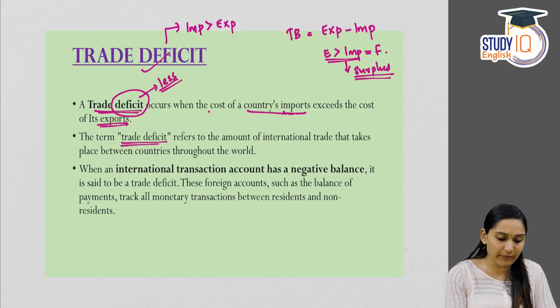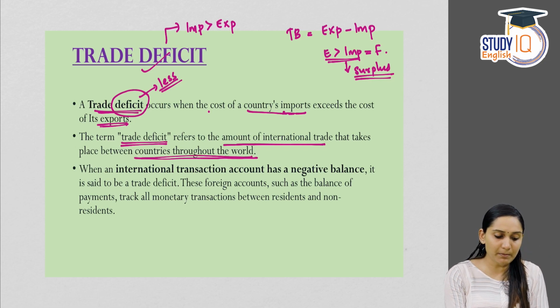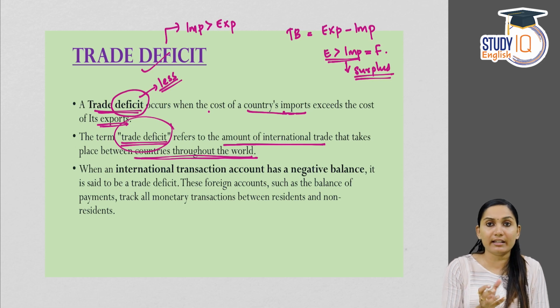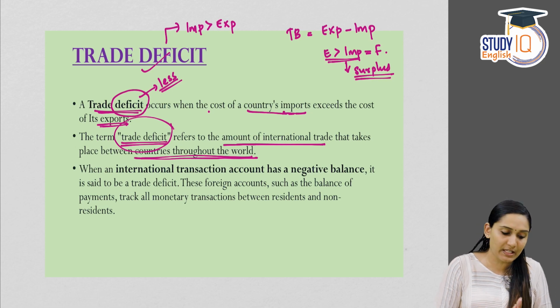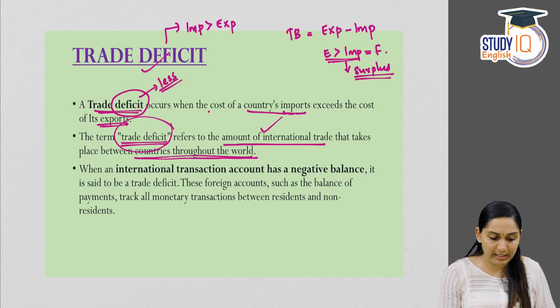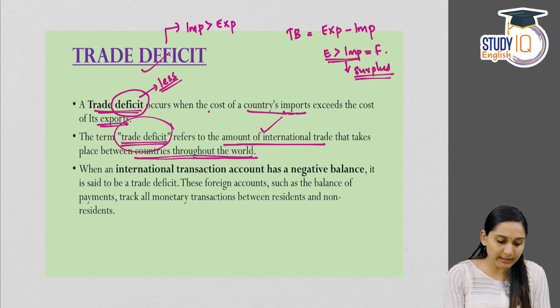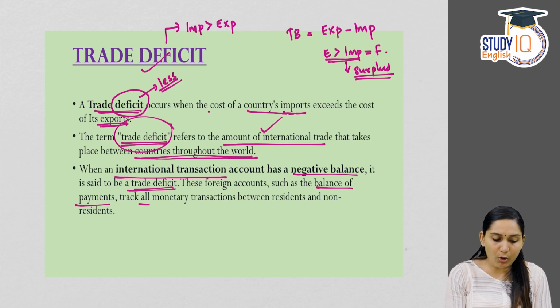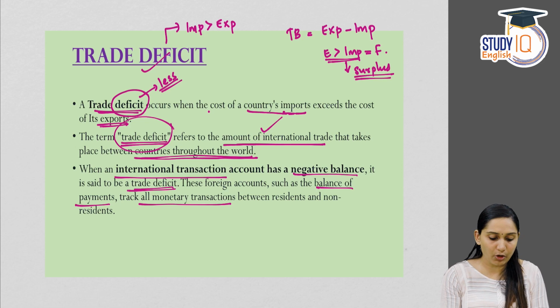The term trade deficit refers to the amount of international trade that takes place between countries throughout the world. So, the term deficit is something that is less, or not full, the opposite of surplus. When an international transaction account has a negative balance, it is said to be a trade deficit. These foreign accounts, such as balance of payments, track all monetary transactions between residents and non-residents.